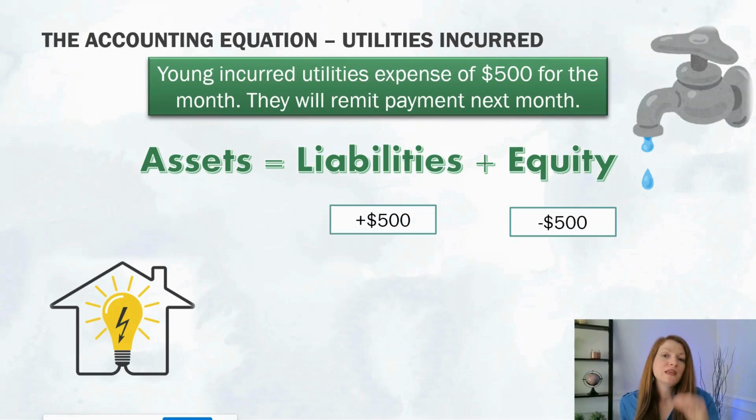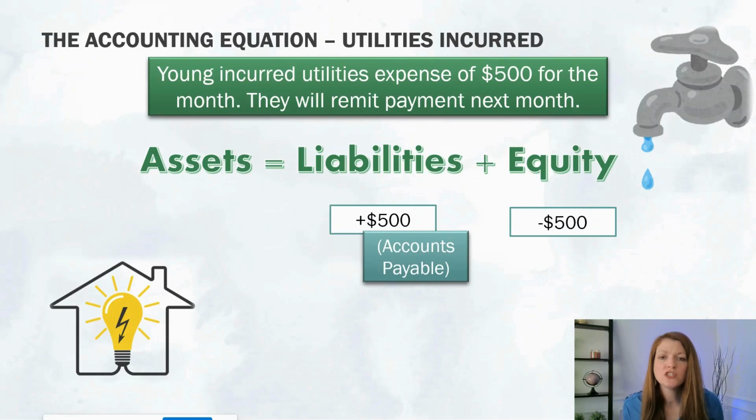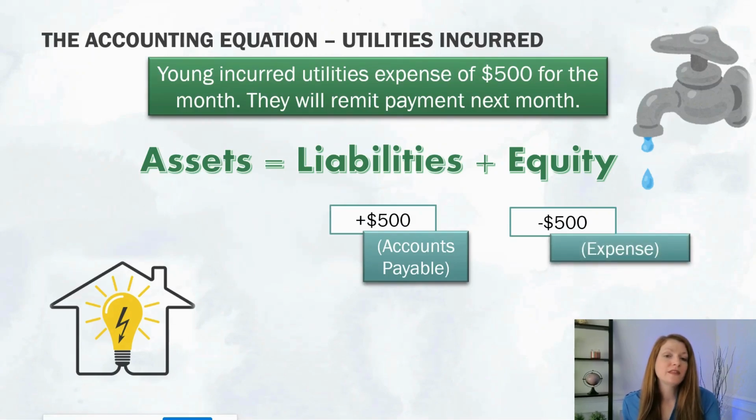So we are going to increase our liabilities and accounts payable. The utilities company just sent them a bill. But we're also going to decrease our equity with an expense. So this one's a little different than the other ones we've looked at because there's nothing happening on the asset side. Both things are happening on the right-hand side of the equation. But we're adding to liabilities, subtracting from equity, so it evens out.